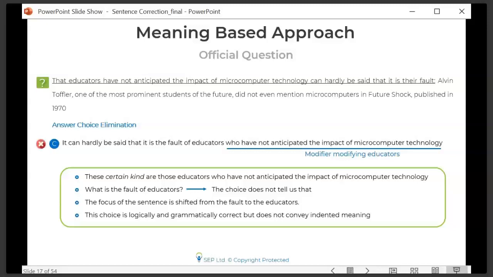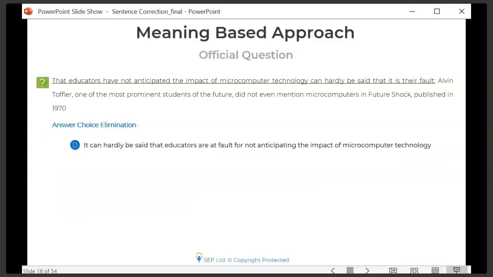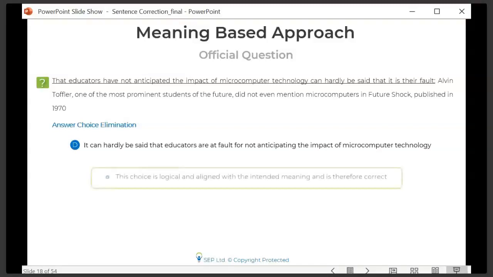Okay. And let's see, therefore, where does choice D lead us to? Choice D says it can hardly be said. What can hardly be said? That educators are at fault. At fault for what? For not anticipating the impact of what? Microcomputer technology. So you see, this choice is logical. It is absolutely what was intended, and therefore it is correct.